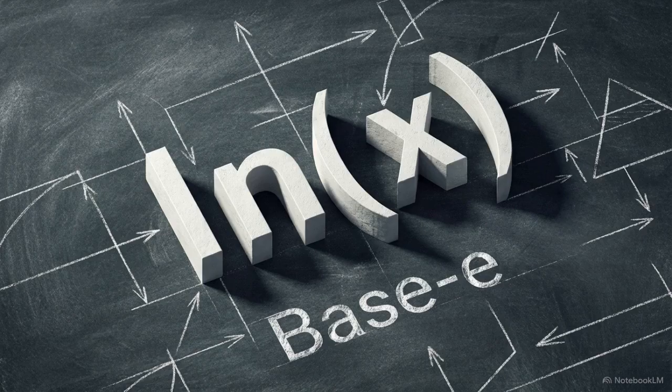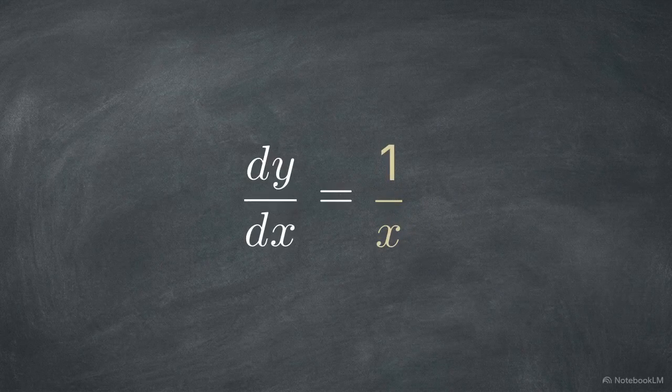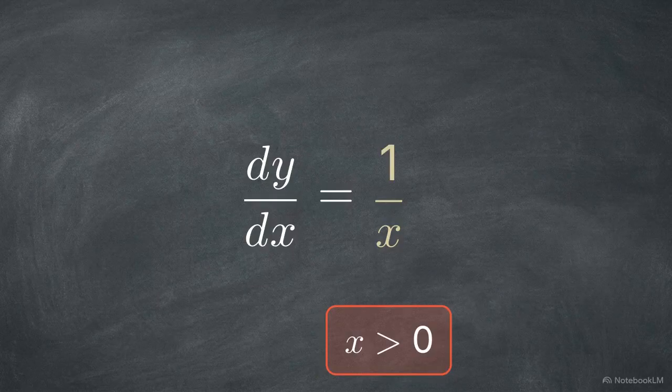Next, we transition to the second critical base rule required for business mathematics, natural logarithms, or ln. The fundamental derivative of the natural log of x is universally 1 over x. Notice the strict domain boundary here. X must be strictly greater than 0, because you cannot take the logarithm of a negative number.